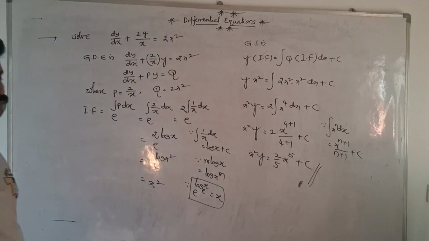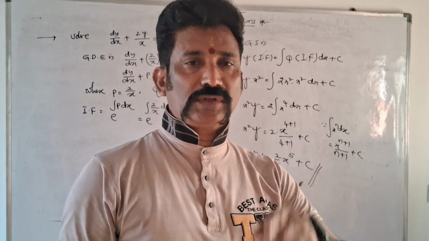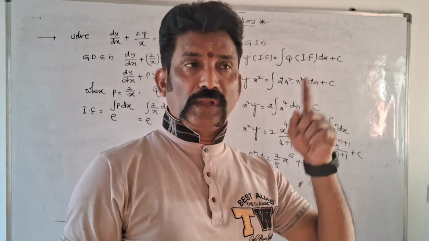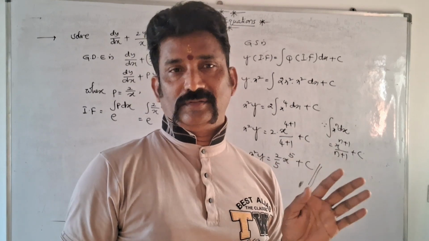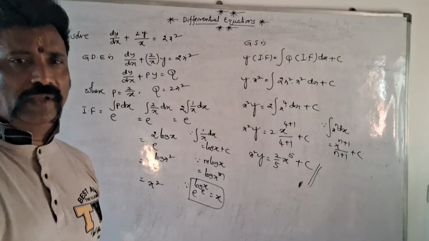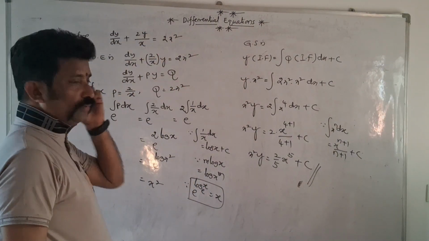Okay, right. So whatever the equation, is it possible to convert that equation into a linear differential equation in y or not? That is very important. So it is a direct question, like this one: dy by dx plus 2 by x into y is equal to 2x square.